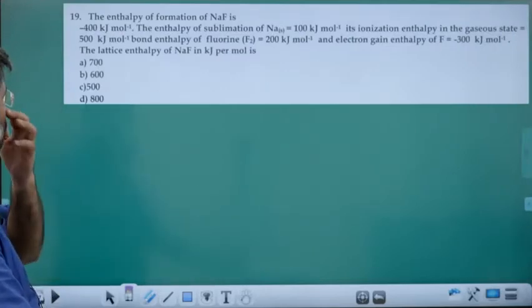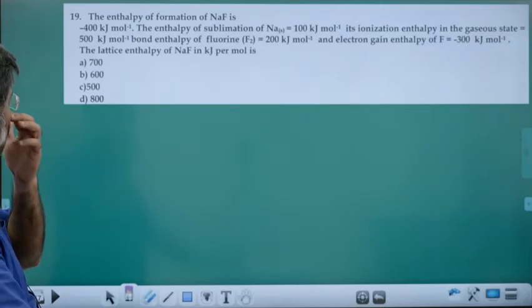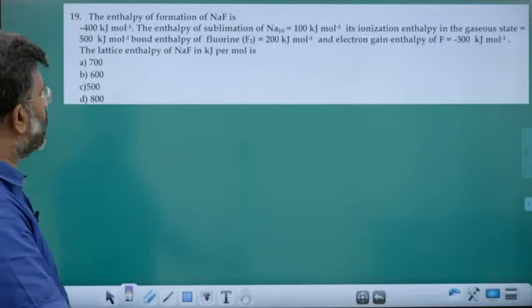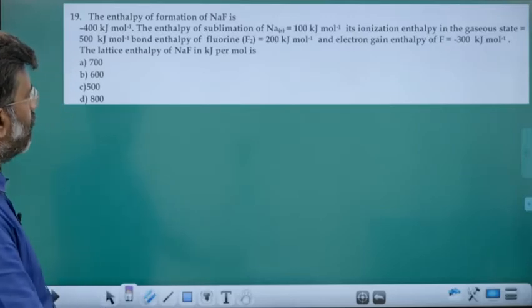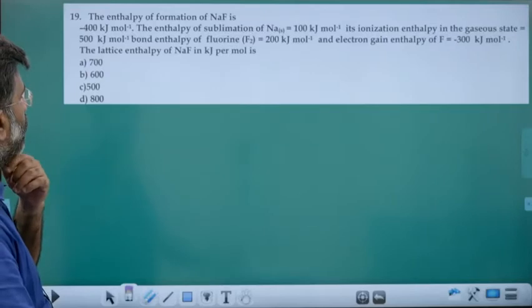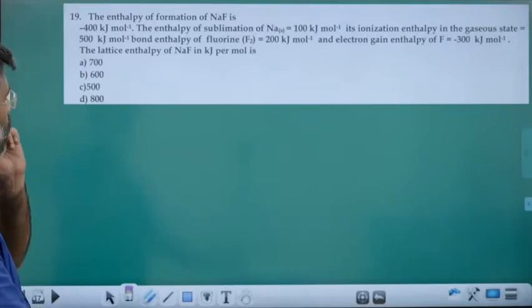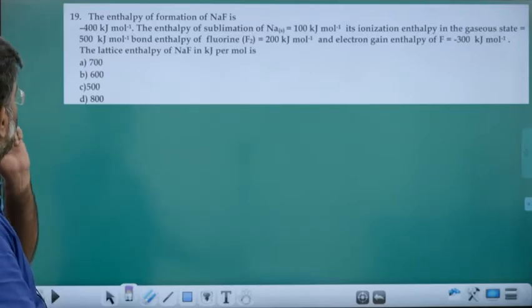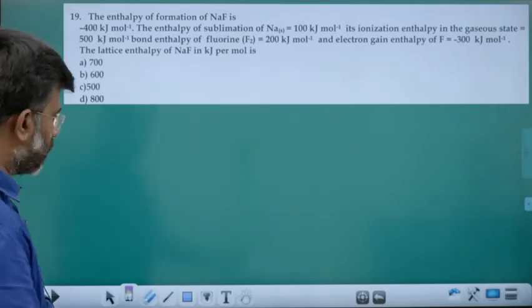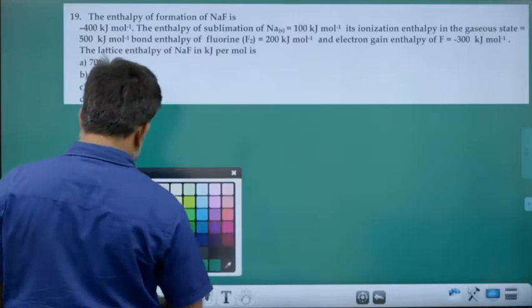Enthalpy of formation of NaF is given. Enthalpy of sublimation of sodium is given. Ionization enthalpy in the gaseous state is given. Bond enthalpy of fluorine is given. Electron gain enthalpy of fluorine is given. How much is the lattice enthalpy? That is the question. Apply Born-Haber cycle.